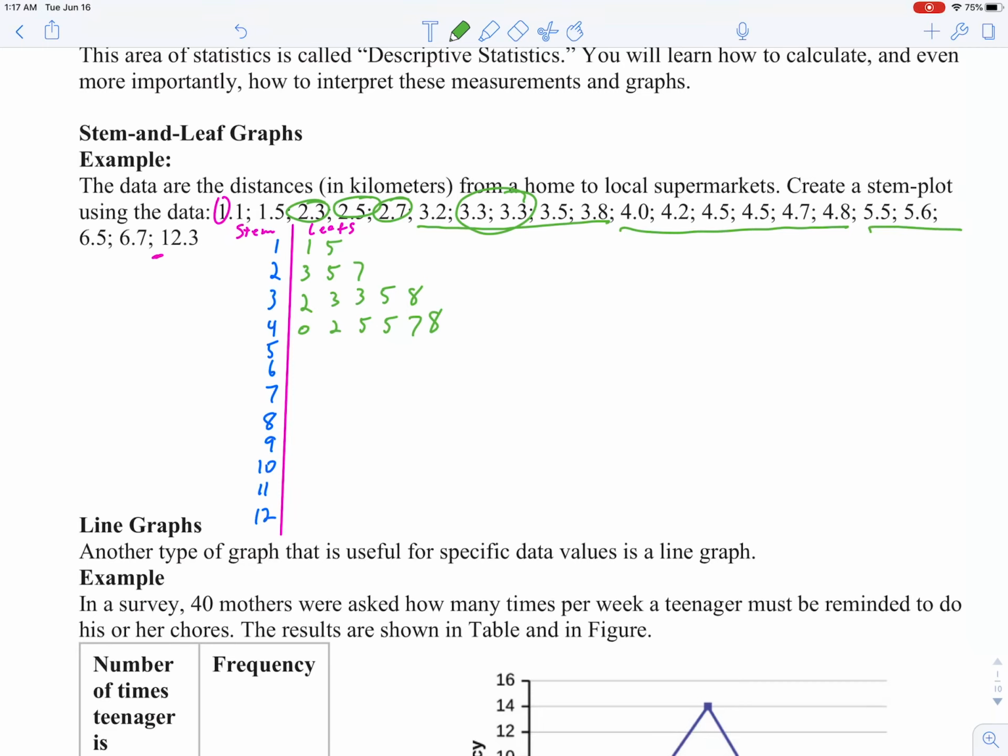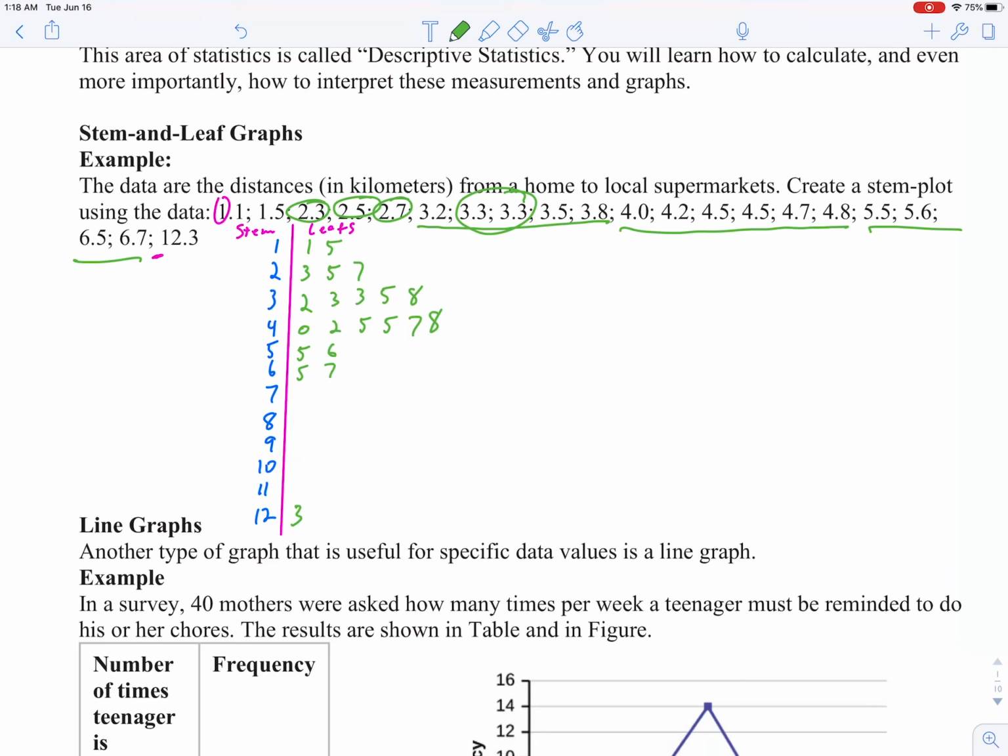Then we go on to the 5's. There's a 5.5 and a 5.6, so 5 and 6. For the 6 here, we've got a 5 and a 7, but now notice for the stems of 7, 8, 9, 10, and 11, we have no leaves, so we leave it blank. But for 12, we do have a 0.3.